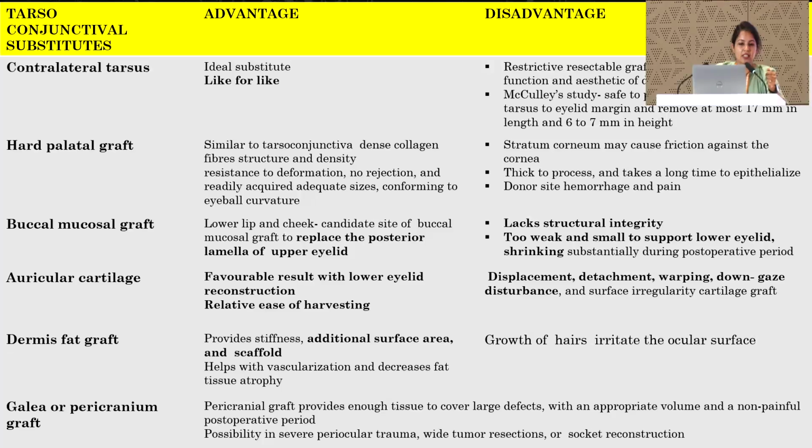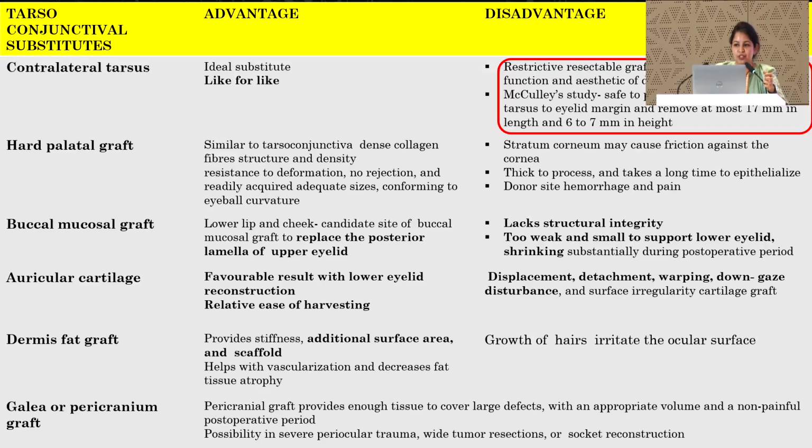Now, what options can we have? As has already been discussed by Dr. Mradula ma'am, I'm quickly running. We have the contralateral tarsus, which is an ideal substitute, but the main disadvantage is the limited resectable graft size without destroying the function and aesthetics of the donor side.